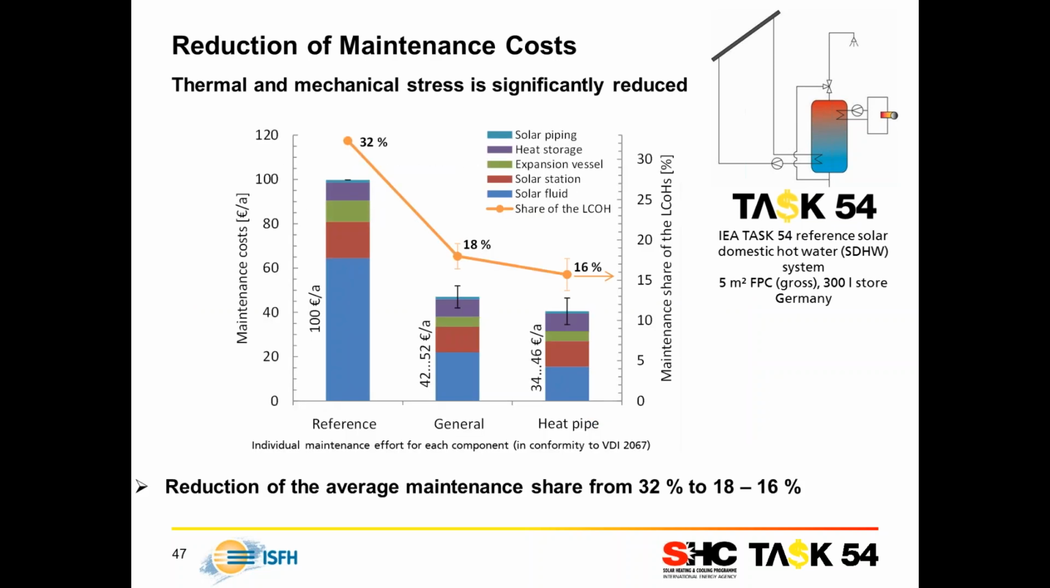In the graph, you can see the whole maintenance costs for each system and the individual cost drivers. Our estimated costs range between 42 and 52 euros per year in the case of the general system, and 34 to 46 euros per year in the case of the heat pipe system. That's a reduction by more than 50% compared to the maintenance costs of the reference system. You can see that the most important benefit is driven by the solar fluid. The average maintenance share of the levelized cost of heat is reduced from 32% in the reference system to 18% in general and 16% in the heat pipe system.